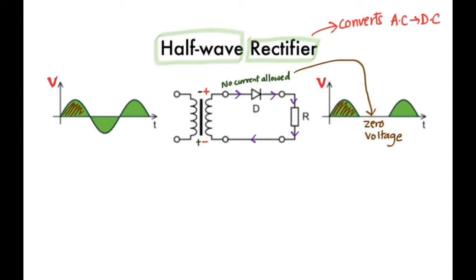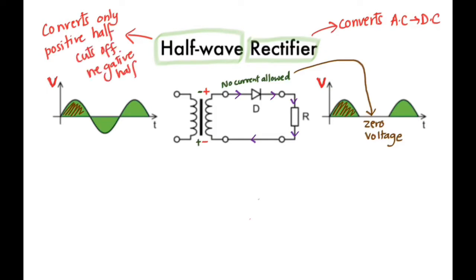That's why this is called a half-wave rectifier circuit, because it converts only the positive half whereas it cuts off the negative half.